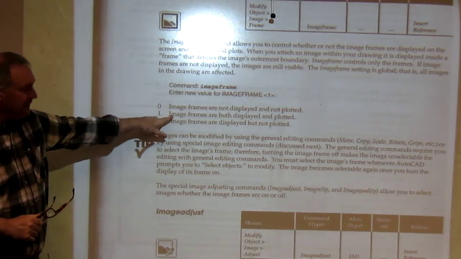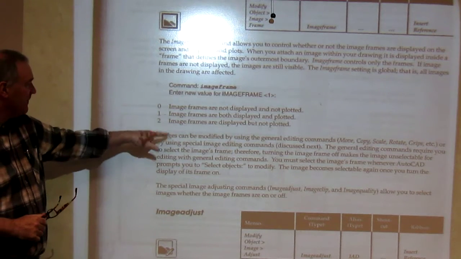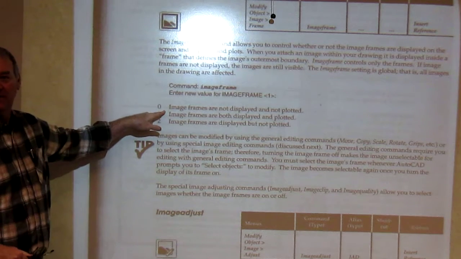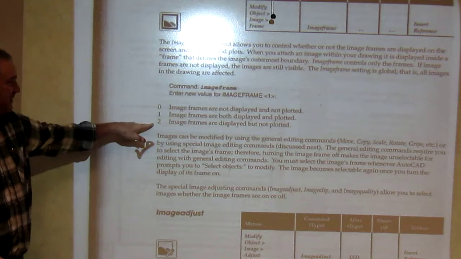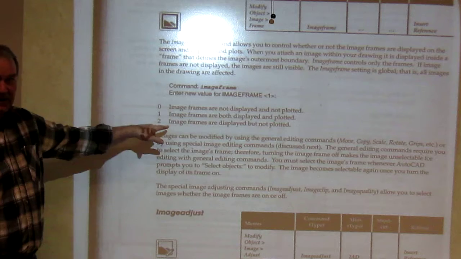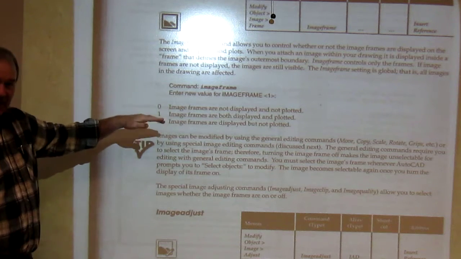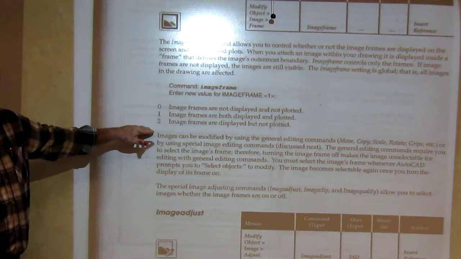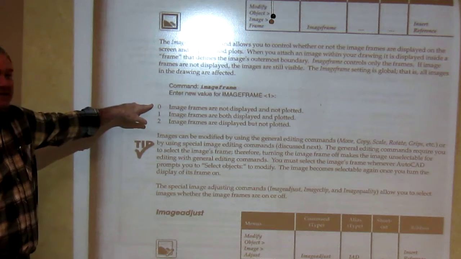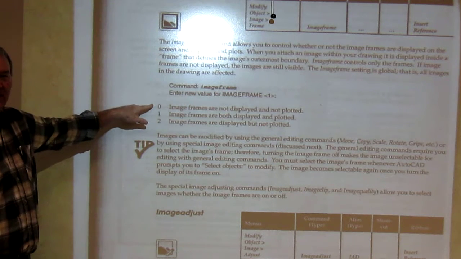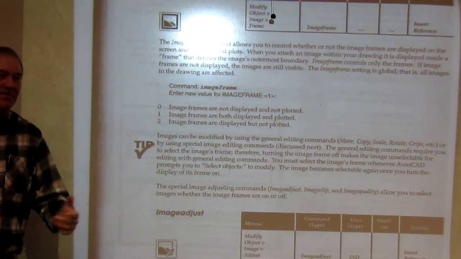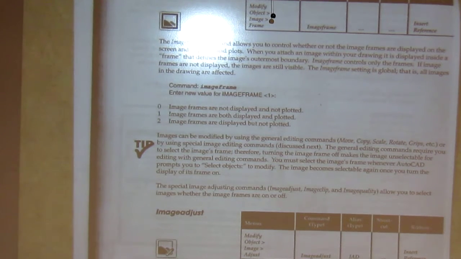By default it's set on 1, where the frame is displayed and it's plotted. Rarely do you want the frame plotted. Most of the time I run this on 2, where the frame is displayed, but it will not plot the frame. Sometimes that doesn't work for me. It's something in AutoCAD, it just doesn't work every time. And in that case, I've got to switch it to 0, where I turn off the frame and I don't plot it. But if you turn off the frame, you can't edit it. Okay, so that's kind of these combos.